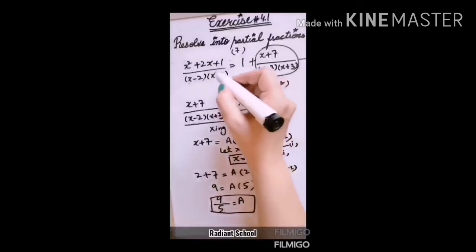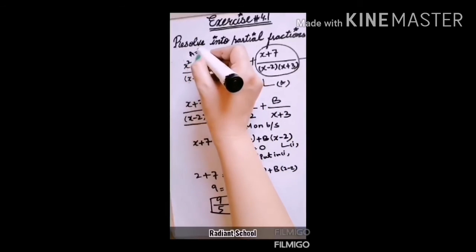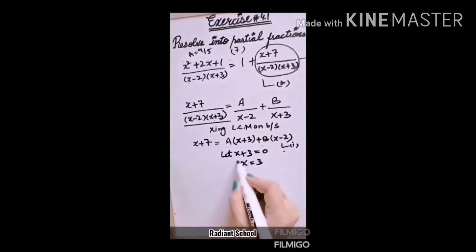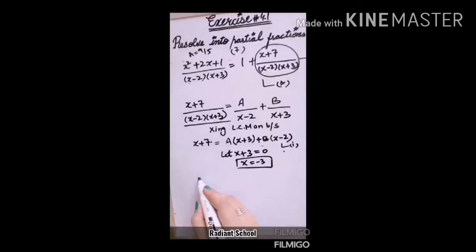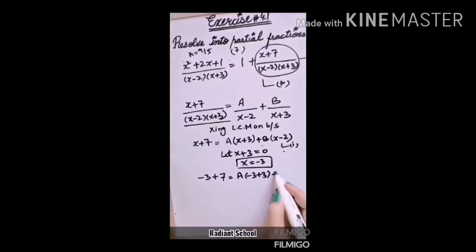Let's note down here: A is equal to 9 by 5. Now the second linear factor, x will be minus 3 here. Put in equation number 1: minus 3 plus 7 equals A into minus 3 plus 3 plus B into minus 3 minus 2. 7 minus 3 is 4. A into minus 3 plus 3 will be 0. 0 multiplied by any term will be 0.